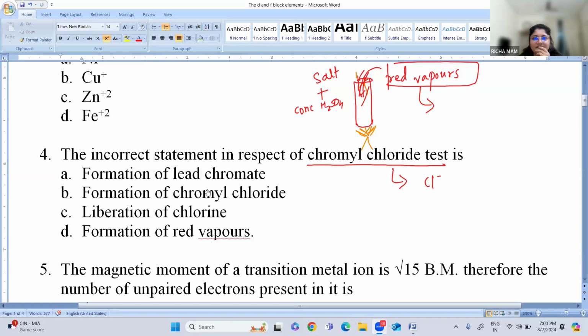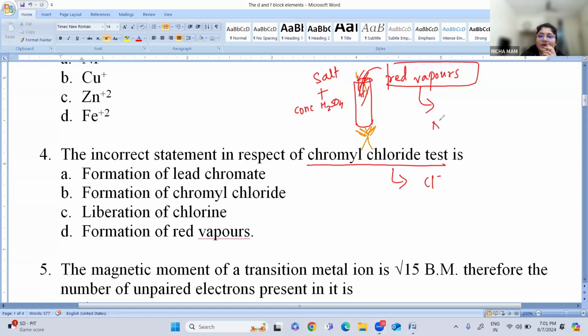When you do this test, you get a very irritating smell. Your nose and your throat start to itch, right? You get orange reddish vapors, and this tells you that the chromyl chloride test is positive. Now this is how we do the test. What are the reactions behind this test?